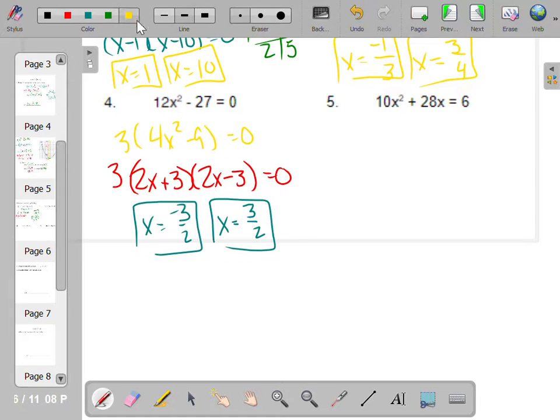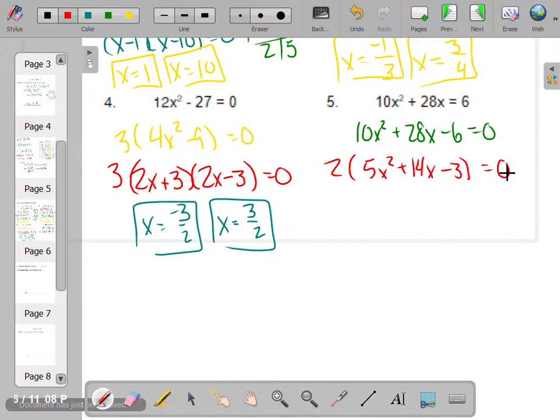Number 5. All right, set it equal to 0 first. Make sure you move everything over to one side. 10x squared plus 28x minus 6 equals 0. Now, when you're factoring, it's a good idea to always look for a GCF, and they're all even, so it's going to make the numbers smaller. Let's do that. Cut them all in half. 5x squared plus 14x minus 3.